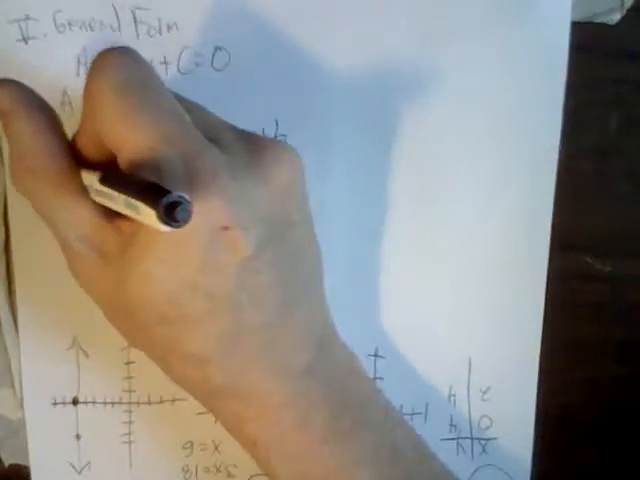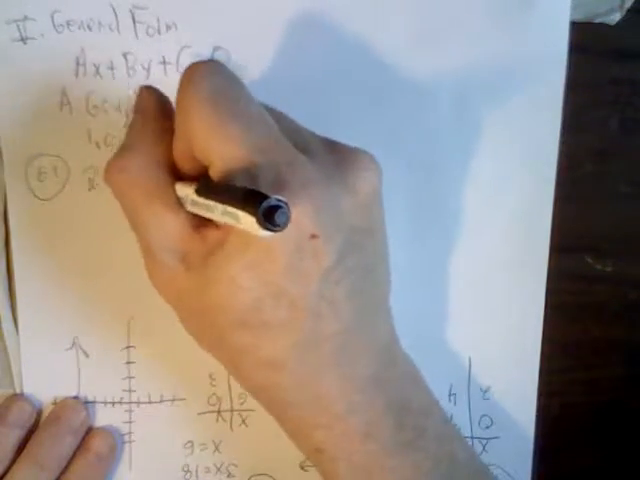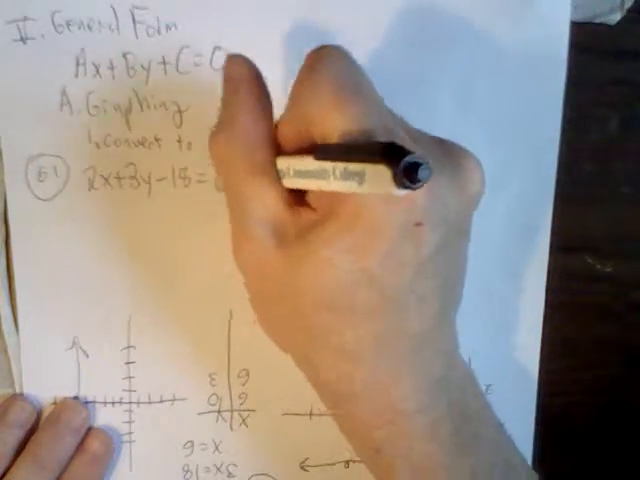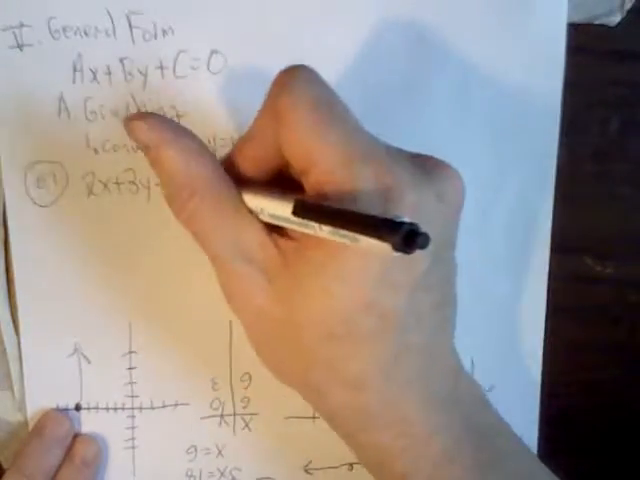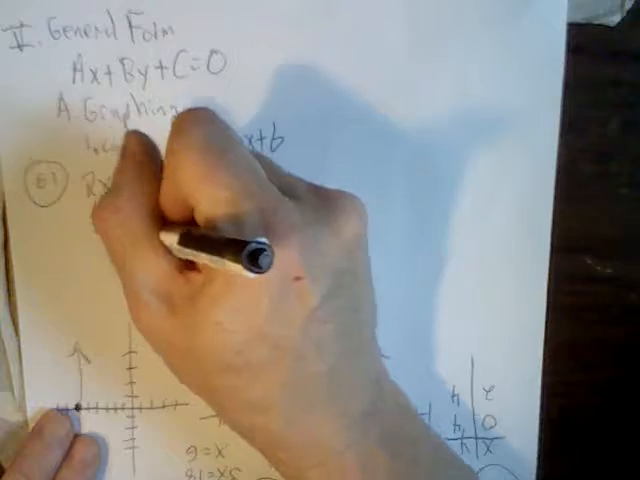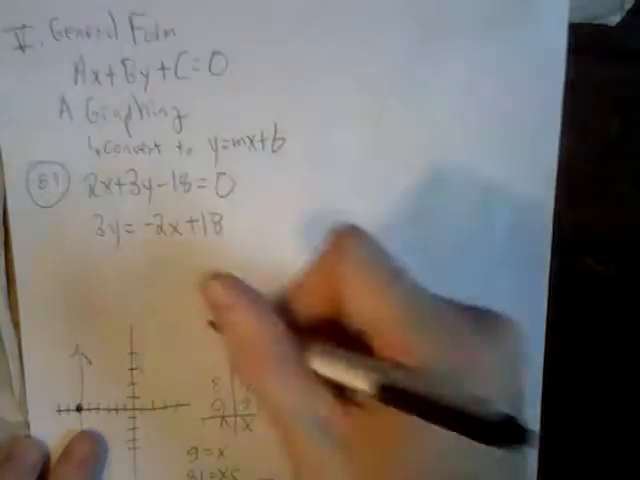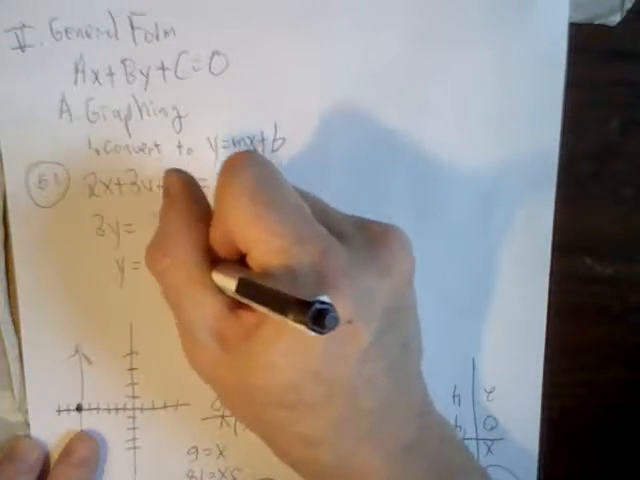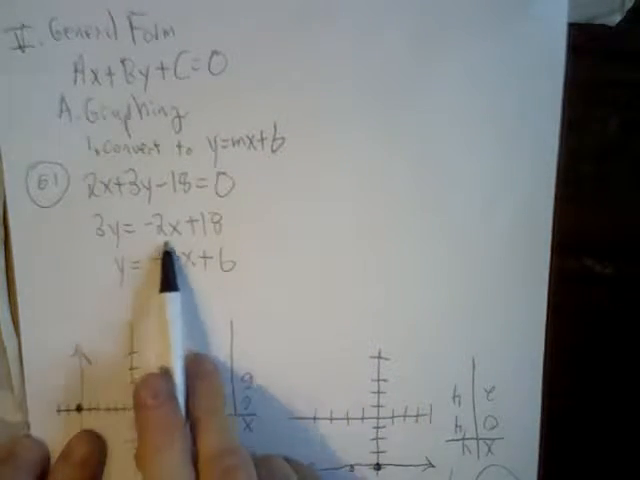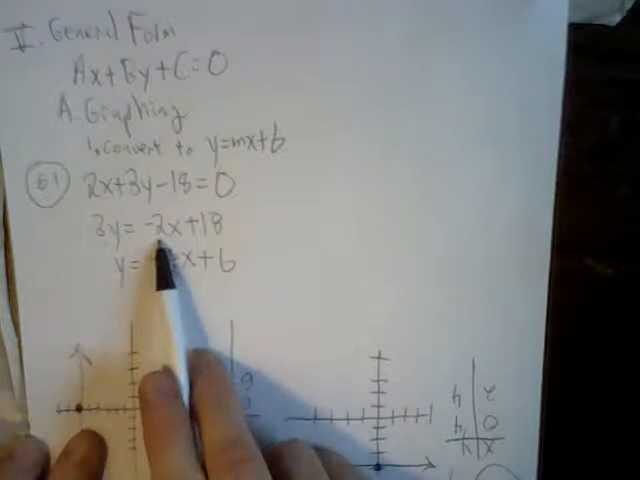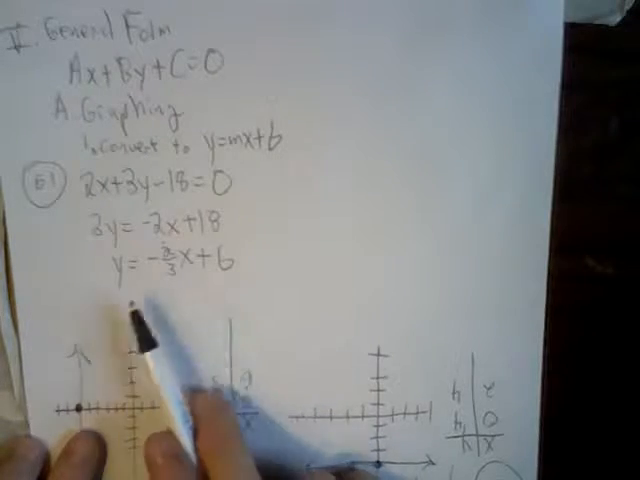And we'll give you an example, number 61. So it's given as 2x plus 3y minus 18 is 0. And to convert it, all you have to do is solve for y. So we'll move the 2x and the 18 over. 3y is negative 2x plus 18. Divide both sides by 3. So y is negative 2/3 x plus 6. So I literally just divided everything by 3. 3 divided by 3 is 1. Negative 2 divided by 3 is negative 2/3. 18 divided by 3 is 6.